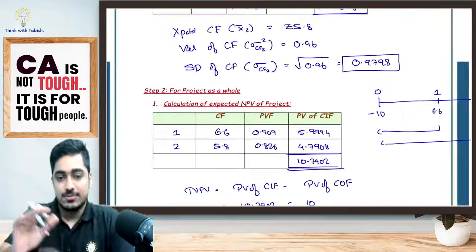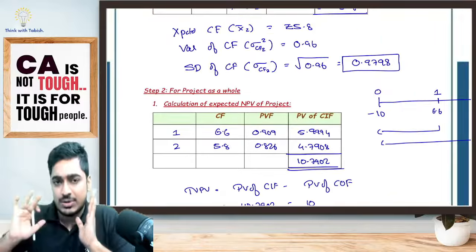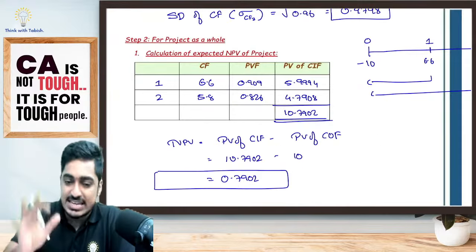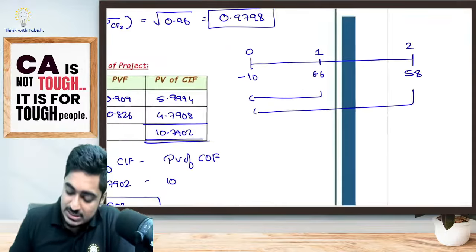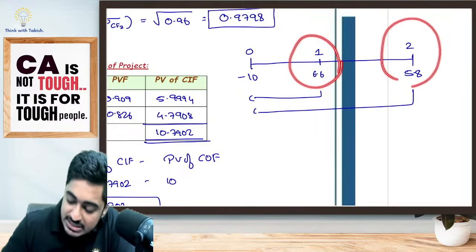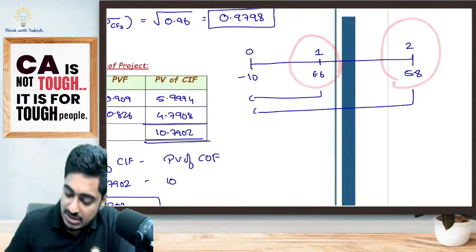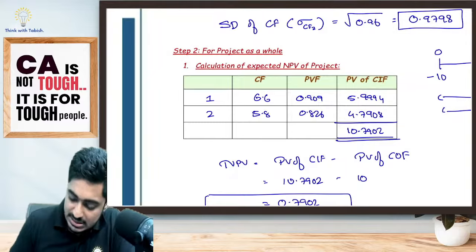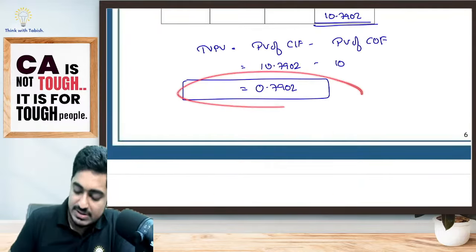So, okay, boss, for year 1 I calculated the cash flow, for year 2 I calculated the cash flow. Now for the project as a whole, first I will calculate X bar, that is the expected NPV. For the first year my expectation was that I will get 6.6 cash flow. For year 2 the expectation is 5.8 cash flow. I will bring them to present value terms and get my NPV. Okay, boss, I got my NPV as 0.7902.